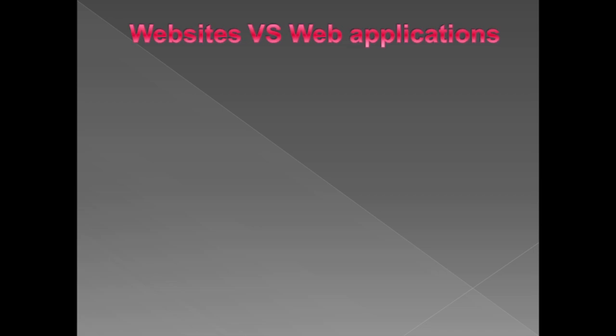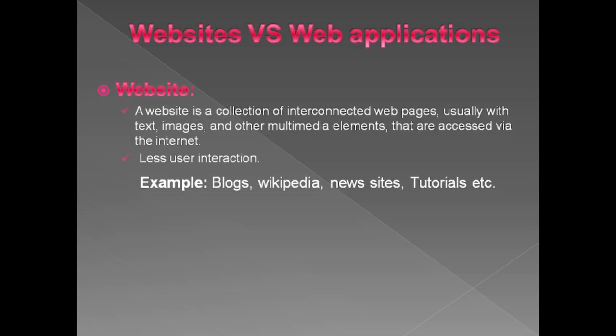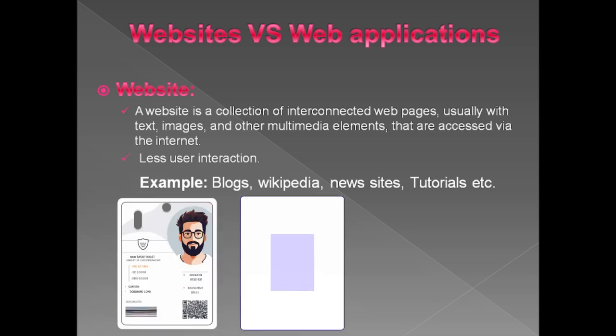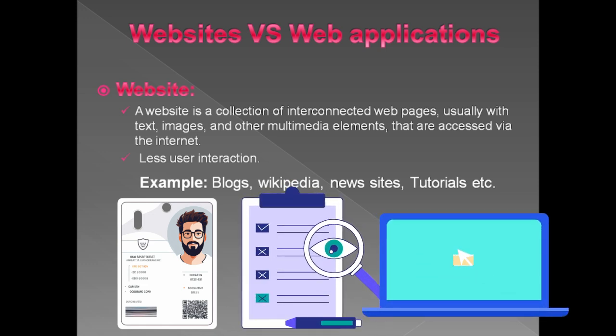Let's talk about website versus web application. A website is a collection of connected web pages that usually include text, images, videos, and other content. It is mainly used for sharing information, and users mostly read or browse. There is less user interaction. Some common examples of websites are blogs, Wikipedia, news sites, and tutorial websites.